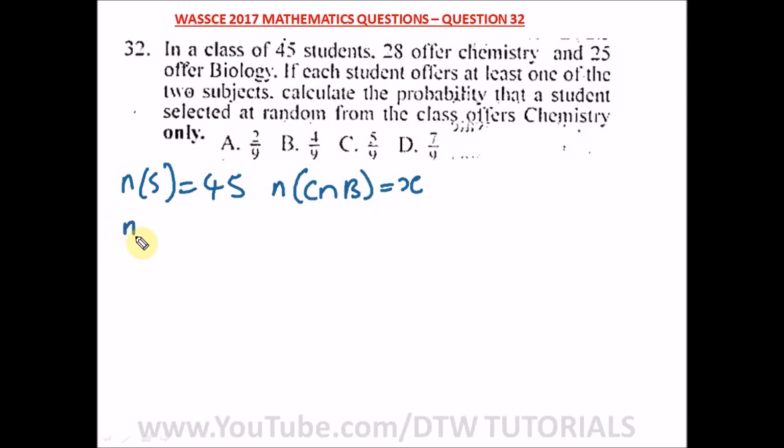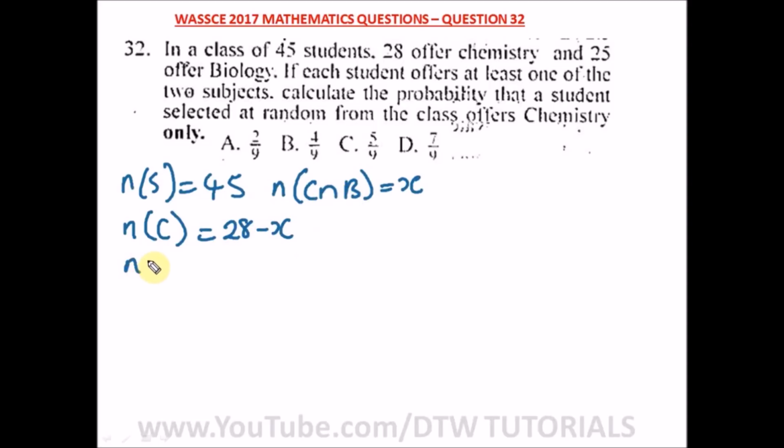So the number of students who offer chemistry alone will be equal to, since 28 offer chemistry, because the question says each student offers at least one of the two subjects, so one person can offer two subjects or only one. Let's say the number of students that offer chemistry alone will be 28 minus what? X. That's the intersection.